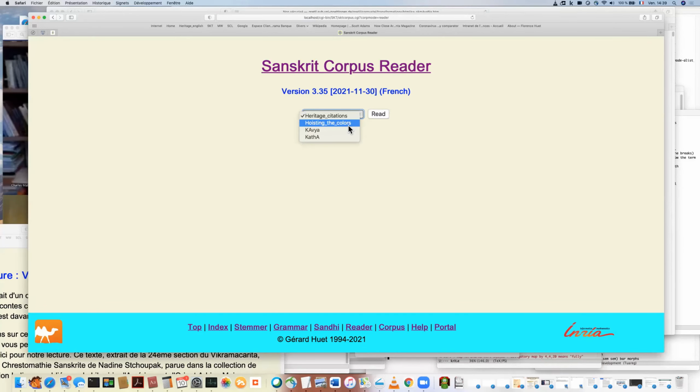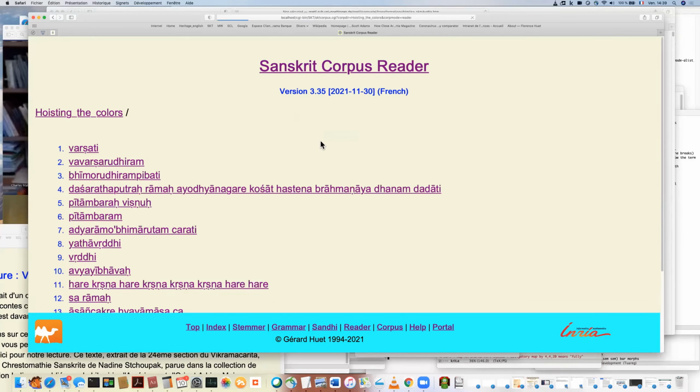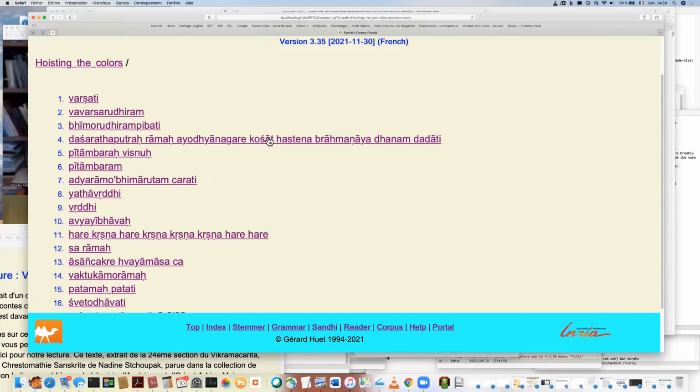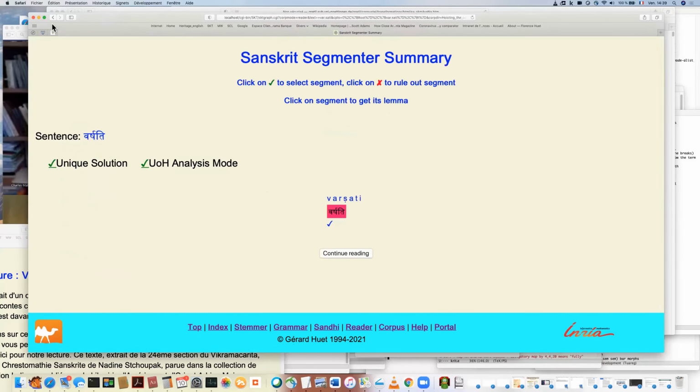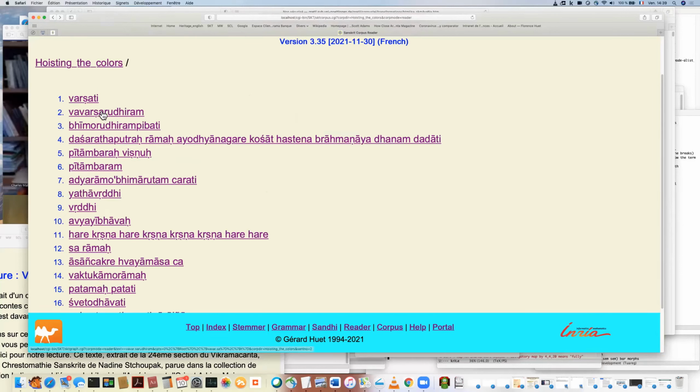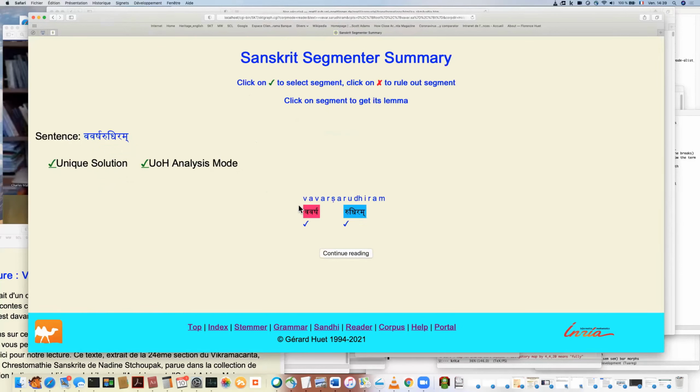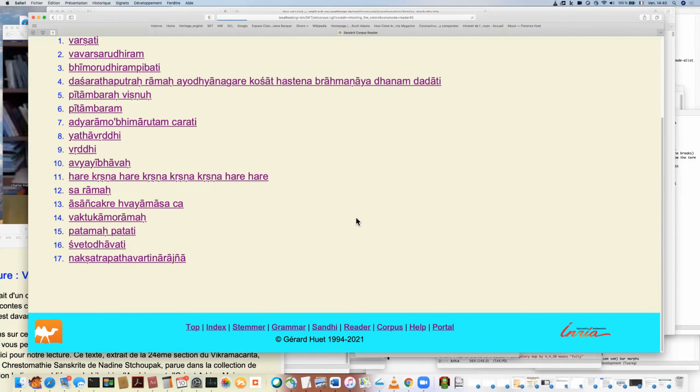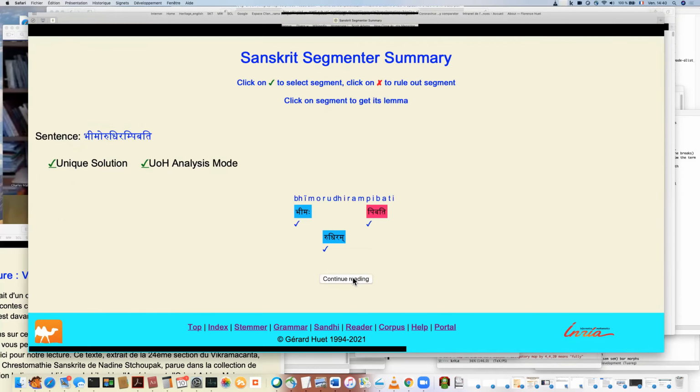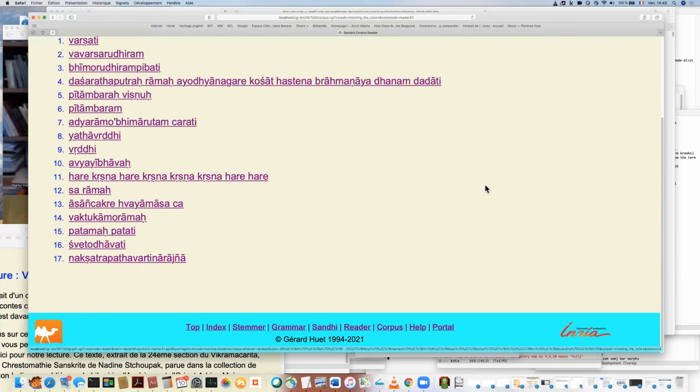Hoisting the colors. So hoisting the colors is a very special small corpus in order to identify the colors. Okay? Varshati, Tinanta, it's red. Rudiram, you have Tinanta, Vavarsha, perfect, and blue Subanta. So Subanta is blue. If you go through this very little corpus, you will see all the colors in all their forms.